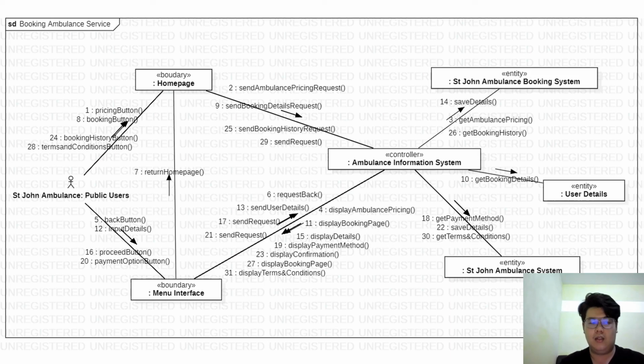Lastly, here is the booking ambulance service collaboration diagram for the design phase. Same as the last as well, we have the public user as the actor, 4 different inputs, home page boundary, menu interface as boundary, controller is the ambulance information system, and 3 entities, and all the inputs and the sequence here.